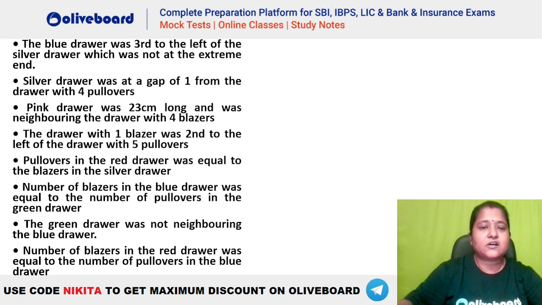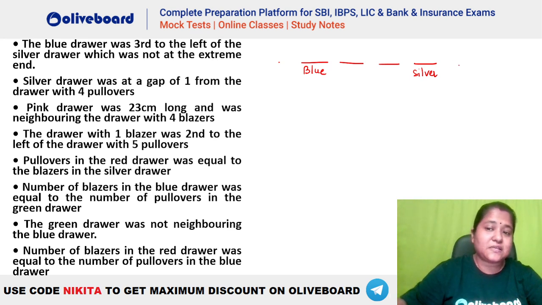The blue drawer was third to the left of the silver drawer, which was not at the extreme end. So let's write it down. Let's say this is your blue drawer. Okay. So blue drawer is third to the left. 1, 2, 3. Third to the left of silver. Okay. This is silver. And silver is not at the extreme end. That means there should be at least one towards the right of silver.